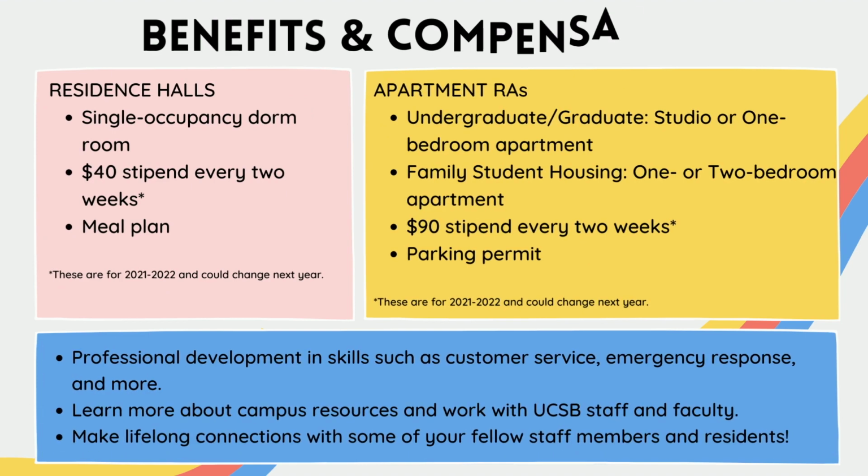Okay, now let's talk about the fun part. Let's talk about the benefits and compensation package of this awesome position. RAs receive housing in the assigned area where they will work. For our residence hall RAs, this is a single occupancy dorm room. For our undergraduate and graduate RAs, you may receive a studio or 1-bedroom apartment. And for our family student housing RA, it is either a 1 or 2-bedroom apartment. Additionally, RAs in the residence halls receive a meal plan and a small stipend, while RAs in the apartments receive a slightly larger stipend and a parking permit in their designated complex.